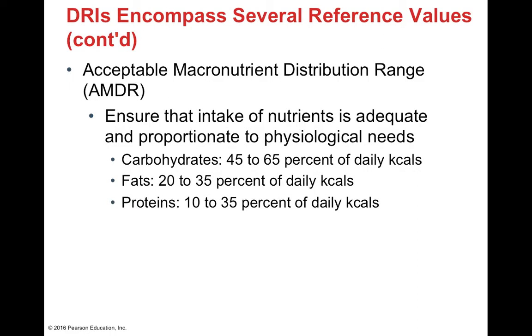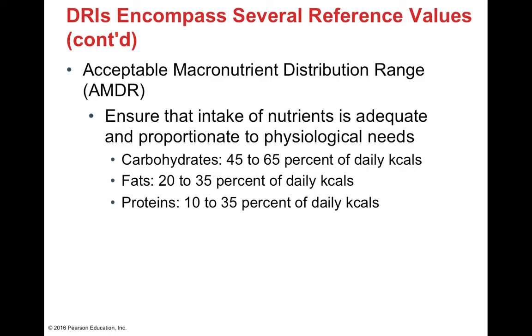So AMDR stands for Acceptable Macronutrient Distribution Range. And this helps ensure that the intake of nutrients is going to be adequate and proportionate to meet the individual's physiological needs. For carbohydrates, that's 45 to 65% of your kcals. For fats, that's 20 to 35% of your kcals. And for protein, that's 10 to 35% of your kcals.